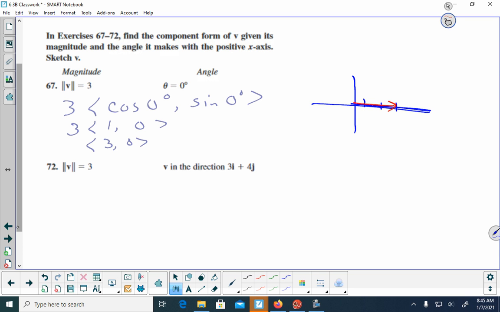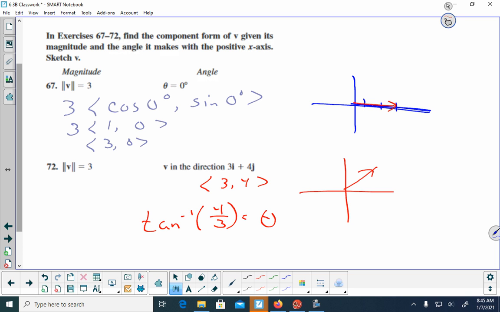The first thing I have to do in order to do this problem is find my angle. I'm thinking of this as 3, 4, and I'm going to find the angle. 3, 4 is in the first quadrant, so I'm expecting an angle in the first quadrant. So I'm going to do the inverse tangent of 4 over 3. Remember that b over a is equal to theta.